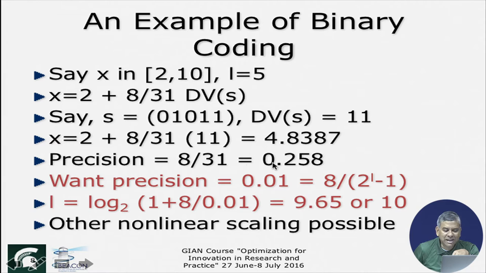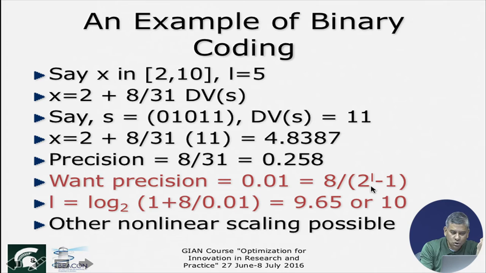Now if I back calculate and say I want 2 decimal places of accuracy, this value I want 0.01. So what should be the L? It should be 8, because it's 10 minus 2, 8, divided by 2 to the L minus 1. If I do some math with it, I find that this comes out to be 9.65, but the number of bits has to be an integer. So you go to the next highest one, which is 10. So you need 10 bits to have a precision of 0.01 for an X that goes between 2 to 10. If you want 3 decimal places, this would be much more. So this is how to compute the precision.